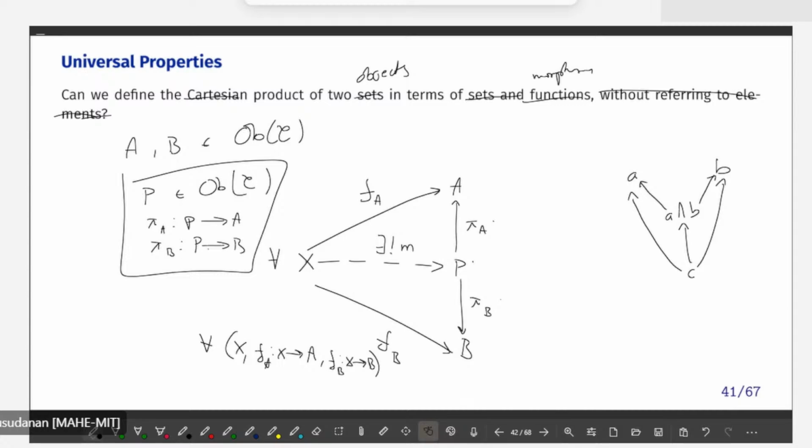You can check that if you replace these by groups and group homomorphisms, you will get the direct products of groups. Similarly, rings, and vector spaces also. If you try to do it for fields, it will fail. The existence won't be there for fields. Groups and sets, you can prove by construction that it exists. But for fields, it won't be there. Direct product of two fields is a ring. Z2 cross Z2 is not a field. It's a ring. It exists, but not in the category of fields.